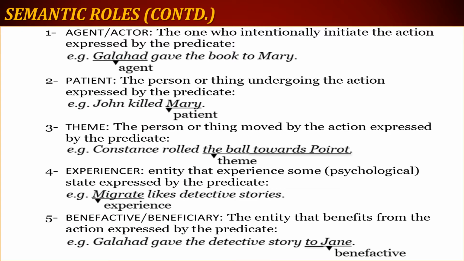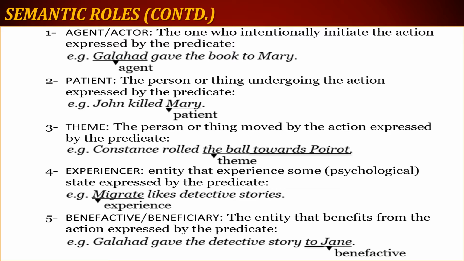Let's talk about the different types of semantic roles we have, or the kind of relationship a noun might have with a verb. The first semantic role is called agent or actor. It refers to the person who intentionally initiates the action expressed by the predicate. For example, Galahad gave the book to Mary. The person who initiated the action is Galahad, therefore he is regarded as agent.